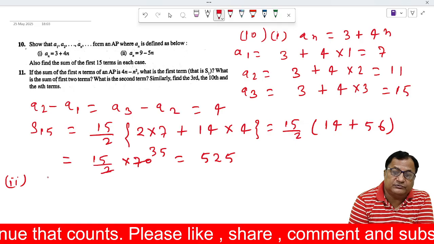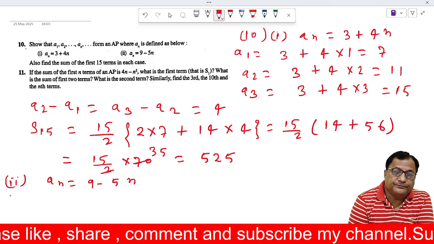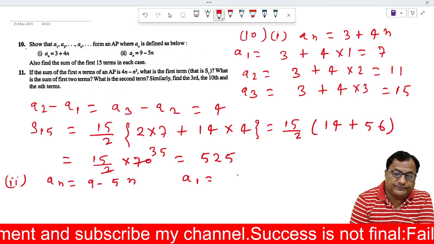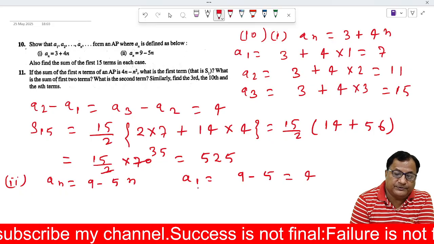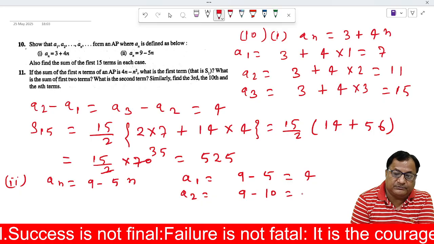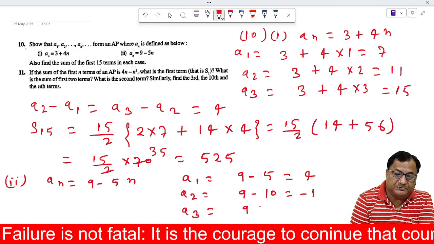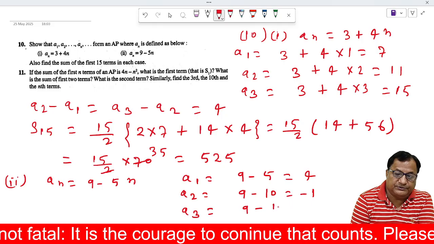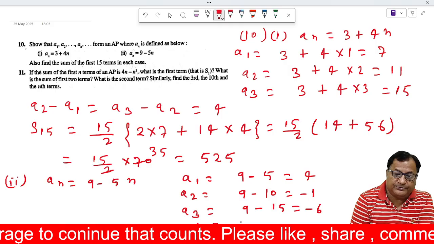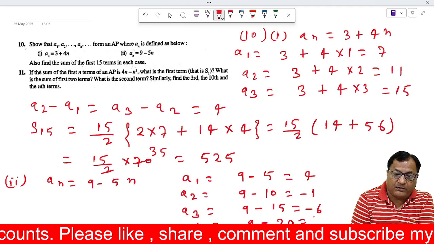a_n is equal to 9 minus 5n. Now see, a1 is 9 minus 5, which is equal to 4. a2 is 9 minus 10, equal to minus 1. a3 is 9 minus 5 into 3, which is 15, means minus 6. a4 is 9 minus 20, which is equal to minus 11.